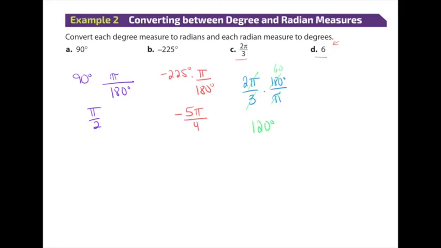For this one, you don't have a pi to cancel. So we have 6 times 180 over pi. And you get this crazy 1080 over pi, which is a weird radian measure. But they put it in decimals, 343.8 degrees. But your answer here needs to be degrees.